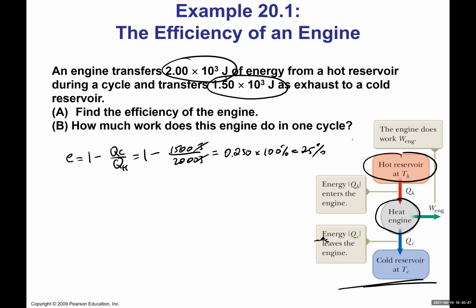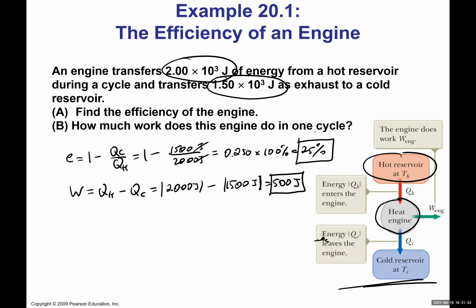Part B is asking, all right, how much work does this engine do in one cycle? Obviously, it's a simple calculation, because we know the work done is just the difference between QH and QC. So QH minus QC. Remember, we always assume those values are positive, so to make sure they're using positive values, we can put absolute value. So you can say 2000 joules minus 1500 joules, to get 500 joules as the difference between those two reservoirs. That means work done is 500 joules.